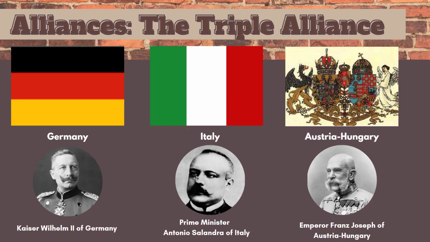Alright, so as we progress in the war, there were alliances, right? And these are the Triple Alliance. This is the alliance that formed in the beginning of the war. So we have Germany, Italy, and Austria-Hungary. And below here are the leaders of each country during that time: Kaiser Wilhelm II, Antonio Salandra of Italy, and Emperor Franz Ferdinand of Austria-Hungary.